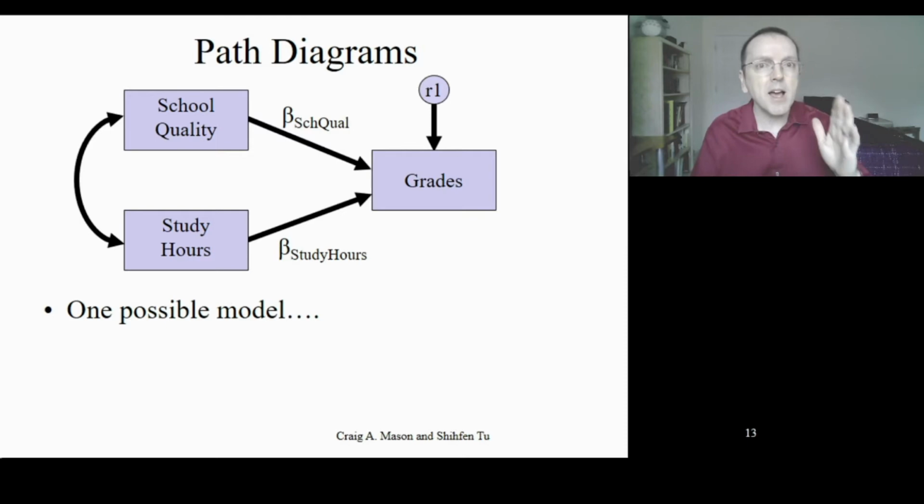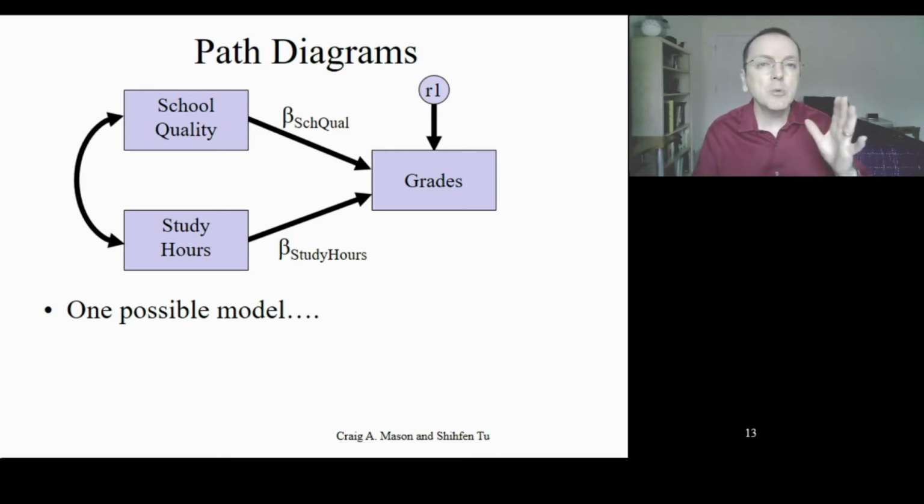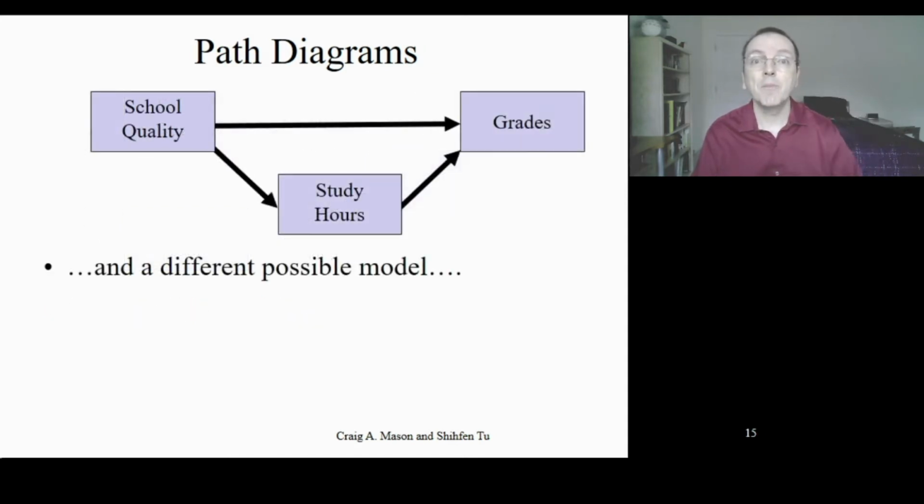Either way, that type of relationship wouldn't just be a correlation. School quality would be influencing or causing study hours, just like it's influencing or causing grades. We would need to replace that two-headed arrow with a one-headed directional arrow. If we do, this is what our model looks like. Now, note that I've removed the error term, that R1 circle, in order to simplify the image, but it's still there. Now, this may look similar, but it's a different model in some important ways.